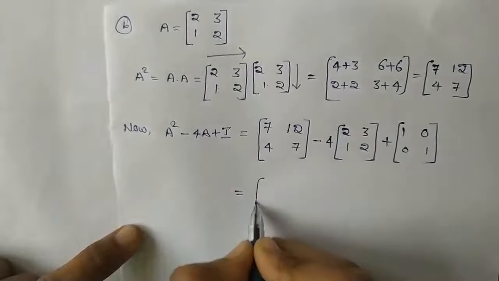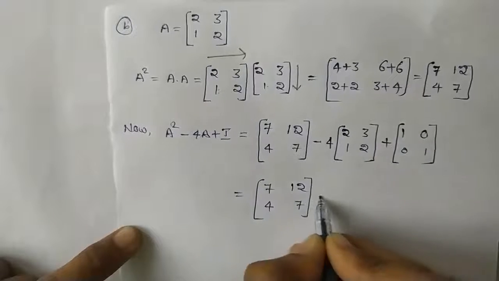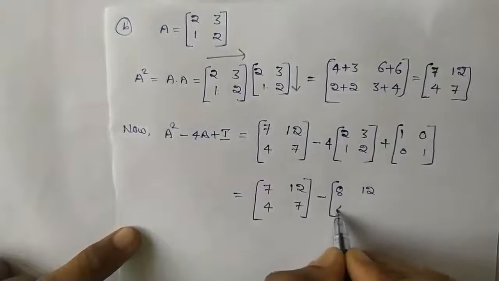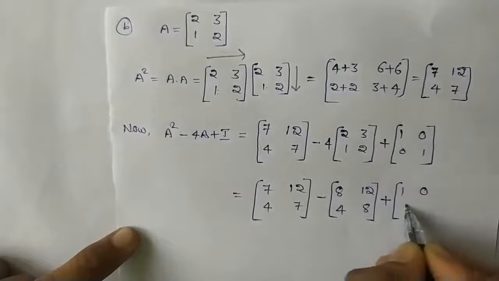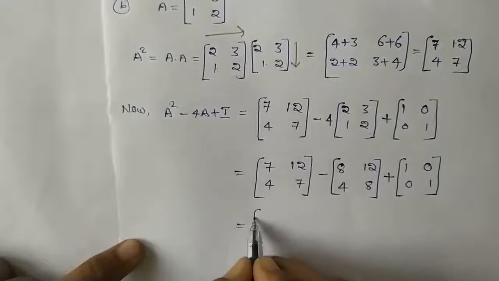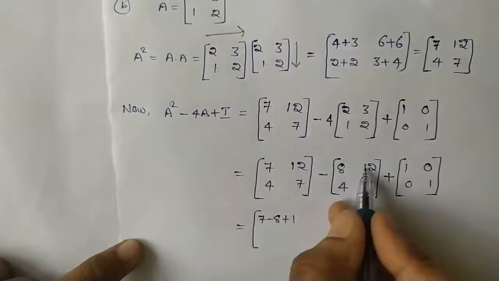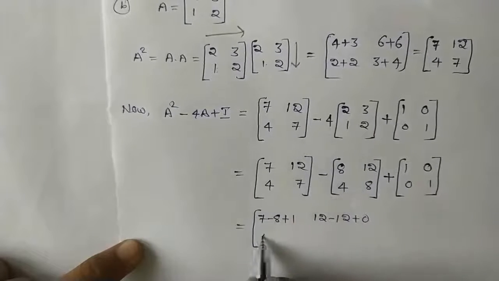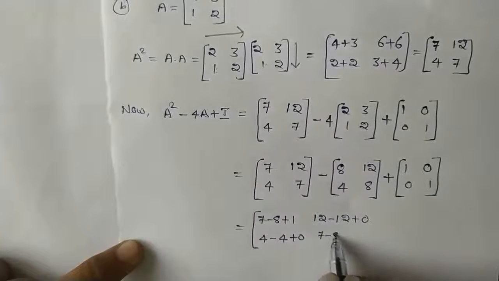That is equals to [7, 12, 4, 7] minus [4 into 2 is 8, 4 into 3 is 12, 4 into 1 is 4, 4 into 2 is 8] plus [1, 0, 0, 1]. Now add the corresponding elements: 7 minus 8 plus 1, 12 minus 12 plus 0, 4 minus 4 plus 0, 7 minus 8 plus 1.